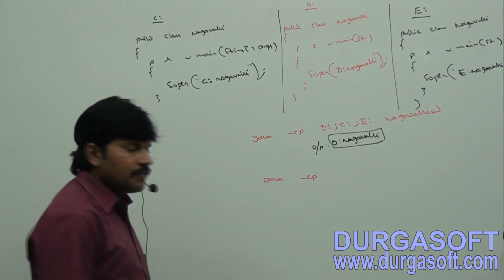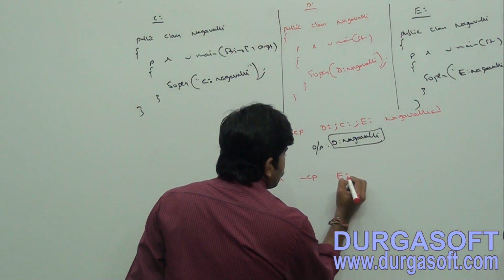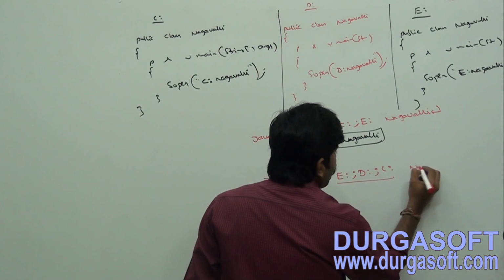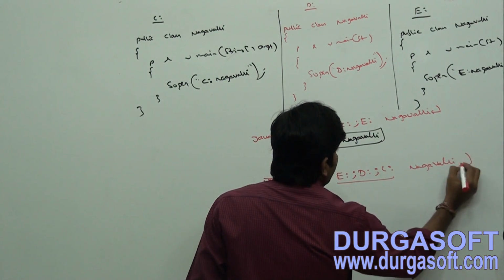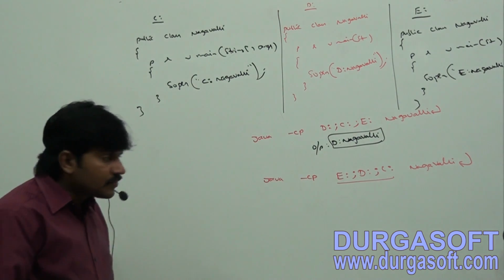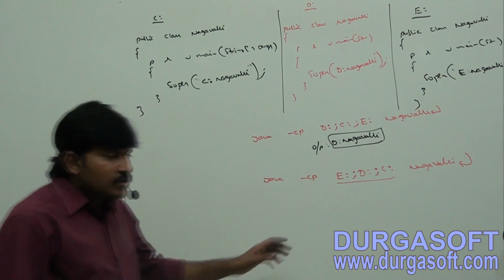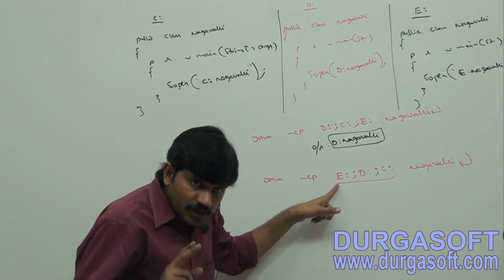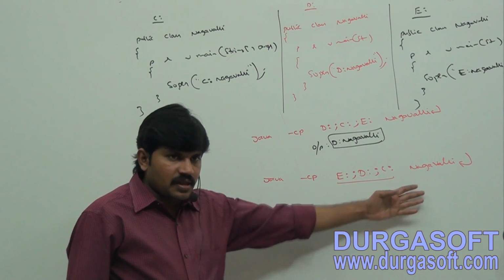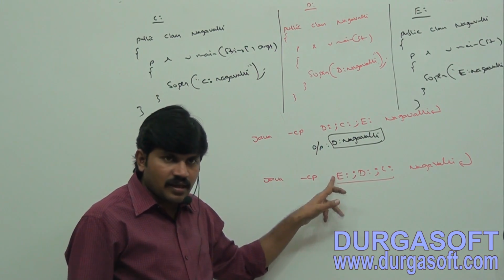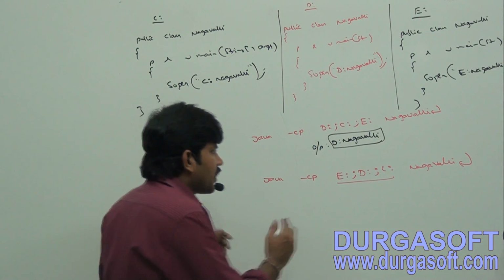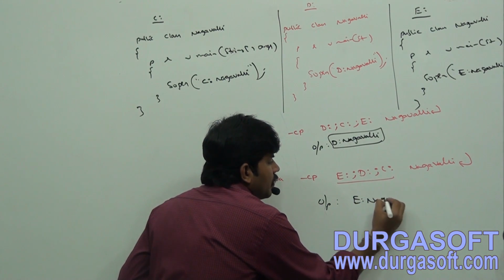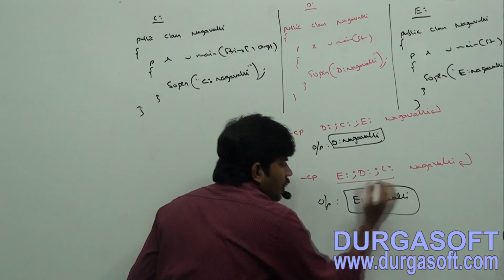Now java -cp E colon semicolon D colon semicolon C colon, followed by Nagavalli. Can you tell which Nagavalli will be considered now? First JVM requires Nagavalli.class, and it will search in E colon. If it is there in E colon, it won't search in D and C. It is already there in E. That's why E colon Nagavalli will be considered by default. Are you able to understand?